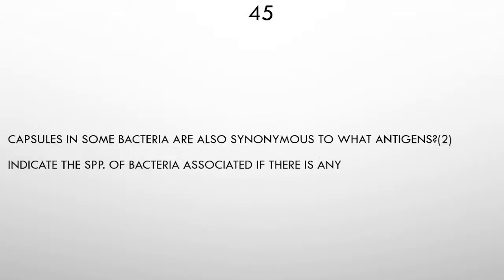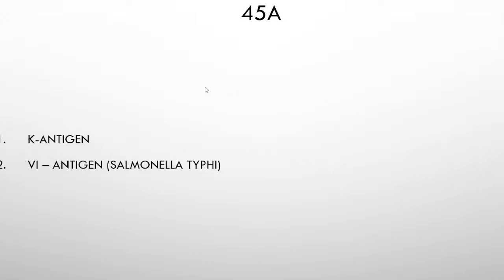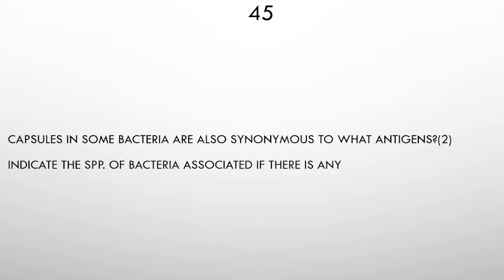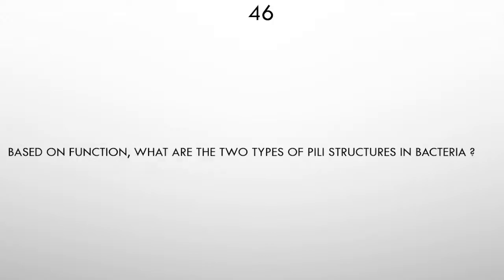All right, capsules in some bacteria are also synonymous to what antigens? The K antigen. Capsule, K antigen. Also, in Salmonella species, it is known as the VI antigen. So please don't forget the antigenic names for a capsule. Some organisms are capsulated, especially Salmonella typhi. But in this case, Salmonella thrives in our gut or intestinal tract. So it's just K antigen, capsular antigen, VI antigen in Salmonella typhi. Please don't forget the antigenic names for the capsules, because it might be important, especially when we talk about the specific organisms.